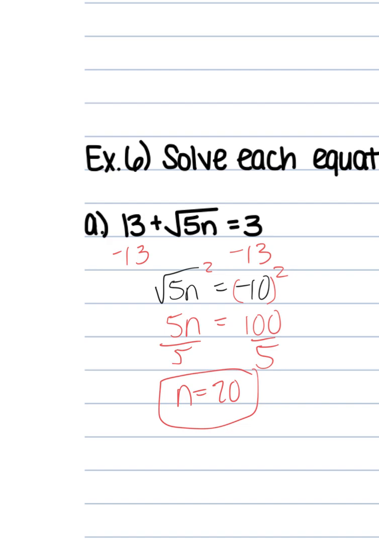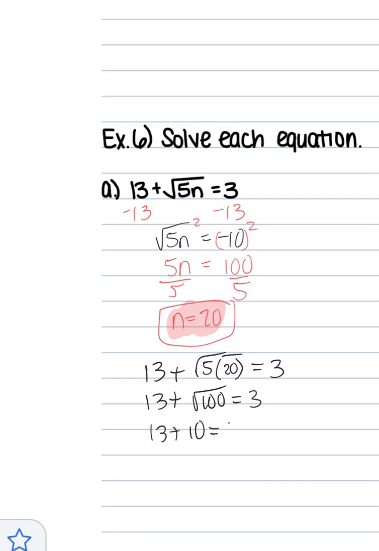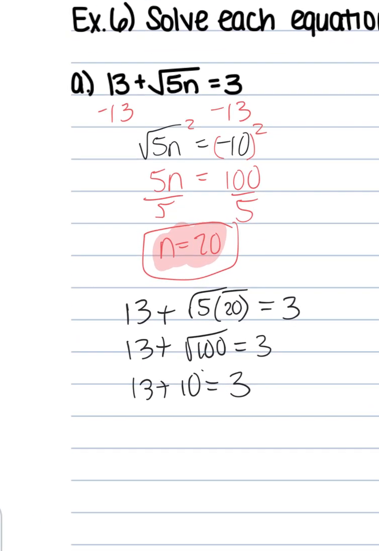Again, do not stop until you plug it back in, because it could be extraneous. When you plug 20 into your original problem, you've got 13 plus the square root of 5 times 20 equals 3. You're going to get 13 plus the square root of 100 equals 3. 13 plus 10, the last time I checked, is not 3. This is also an extraneous solution. This is why we check, people.